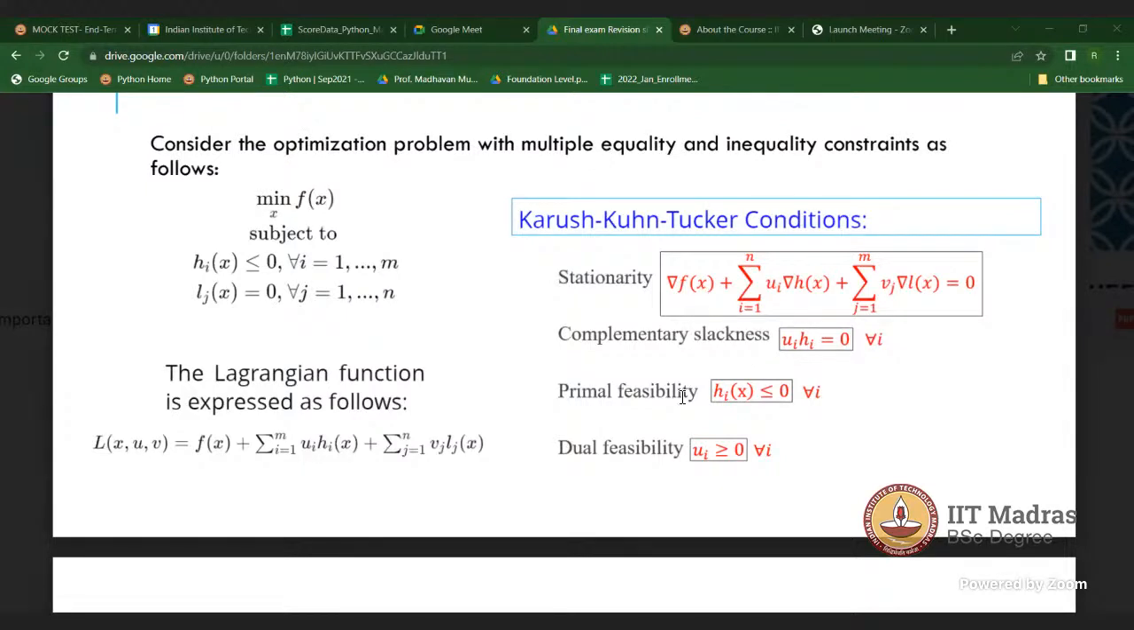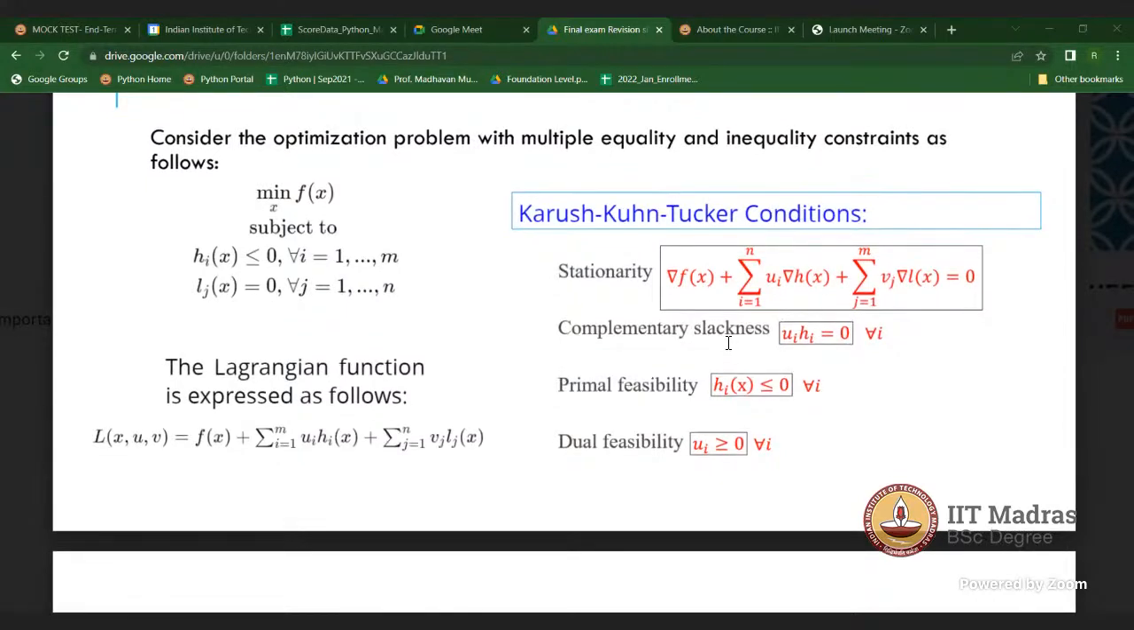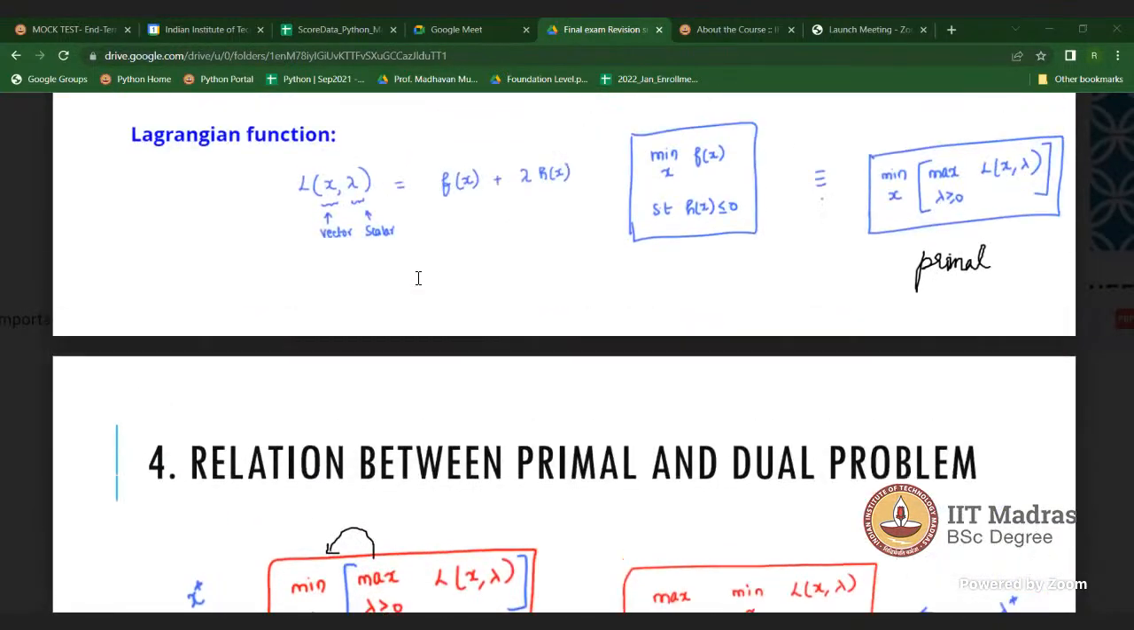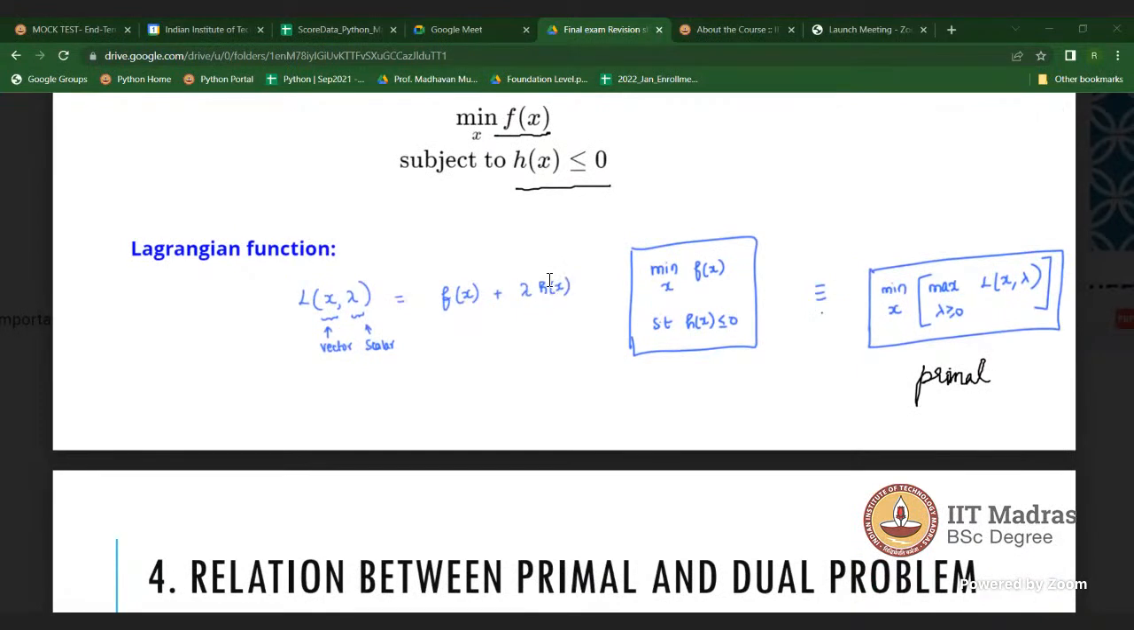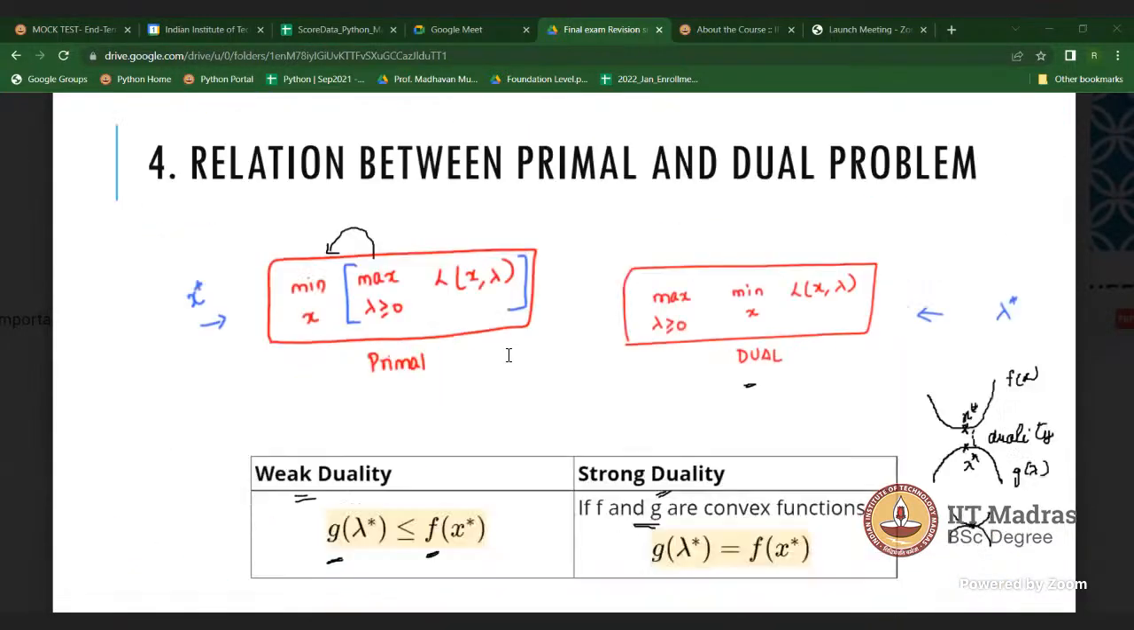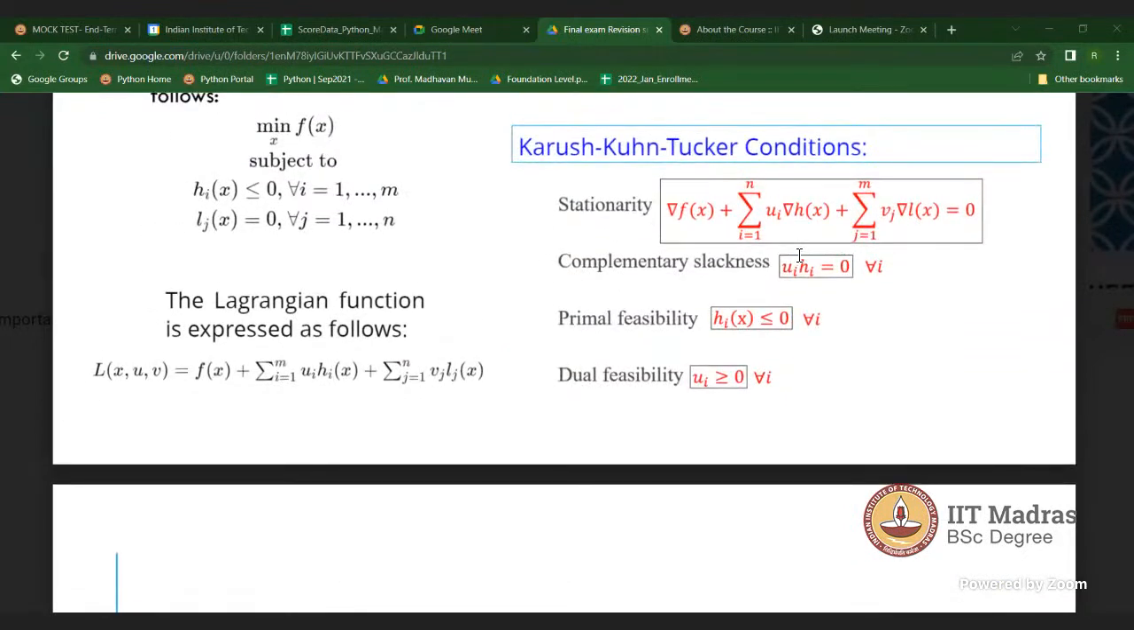And the complementary slackness equation is this: u_i h_i should be equal to 0. We got it by this condition, right? When h of x is less than 0, we made this lambda 2 be 0 such that the Lagrangian of x comma lambda is equal to 0. So at the optimal value we have u_i h_i equals 0 for all i. That is true for all the inequality constraints.